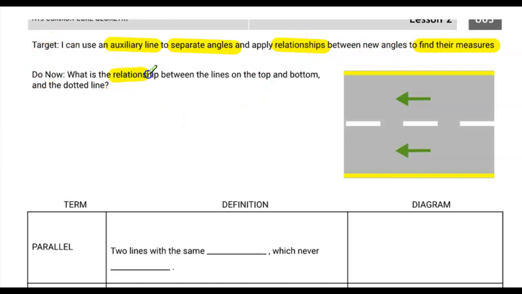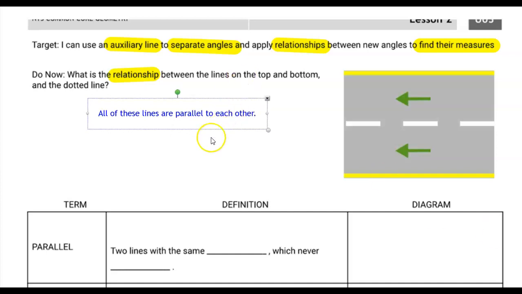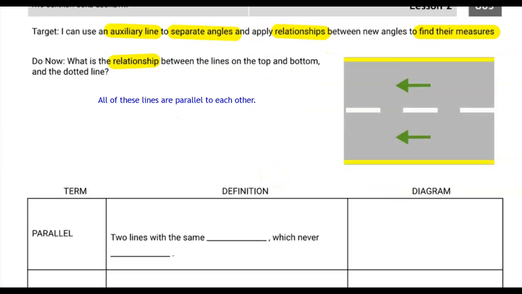Speaking of relationships, what is the relationship between the lines on the top, the bottom, and the dotted line? You should be able to know that all of these lines are parallel to each other. And it's important to note that they're parallel to each other. In other words, this dotted line is parallel to this line up here, and it is also parallel to this line down here. Similarly, this line up here is parallel to the line down there. So we've created multiple different pairs of parallel lines. And if we were to draw a transversal, that transversal would intersect 1, 2, 3 parallel lines and would create a lot of opportunities for us to use those angle relationships we talked about yesterday.